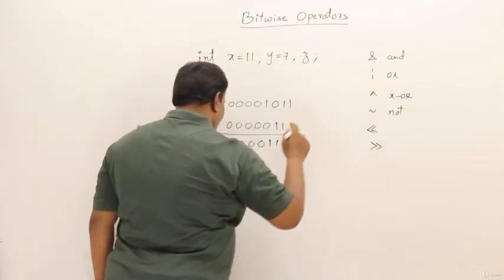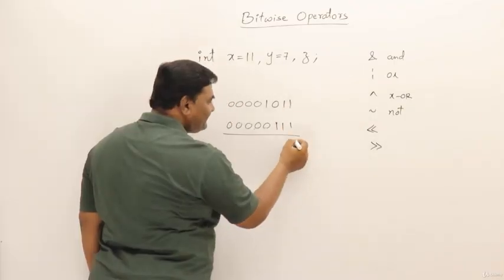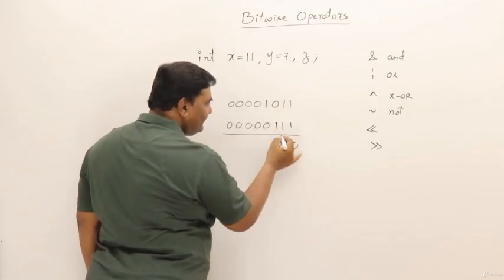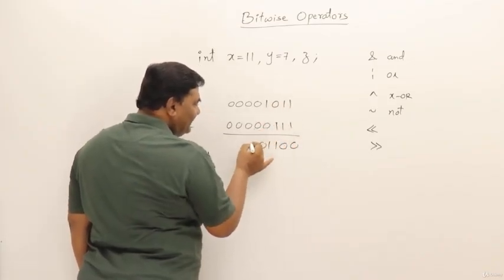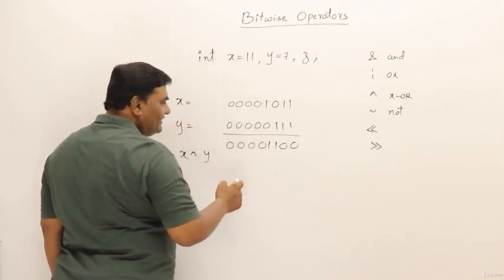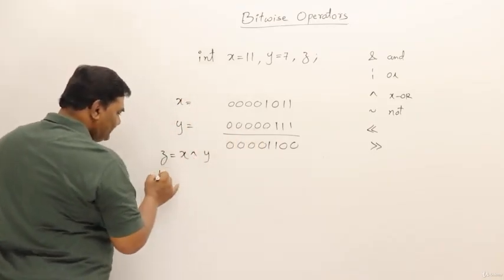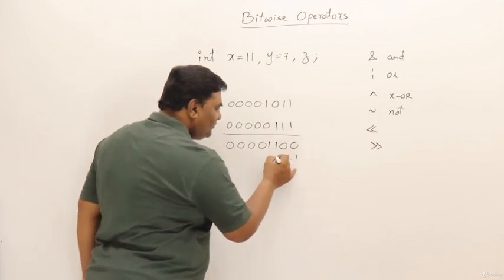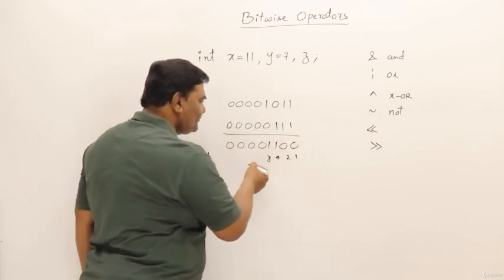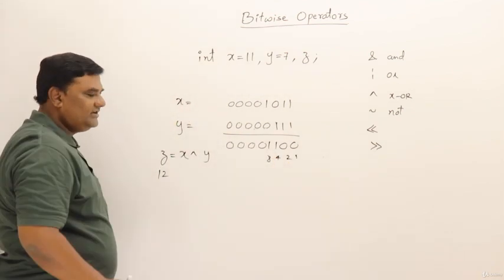This XOR operation I will take. Both are same, 0. Both are same, 0. These two are different, 1. These two are different, 1. Then the leading ones are all zeros. So this is 12. The result is 12. In decimal form, this is 12. See, this is 1, 2, 4, 8. 8 plus 4 is 12. So the answer is 12 here.